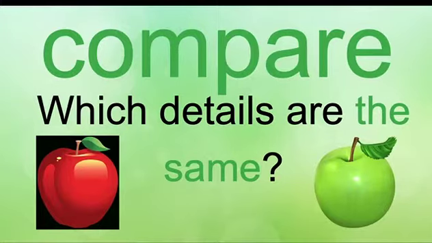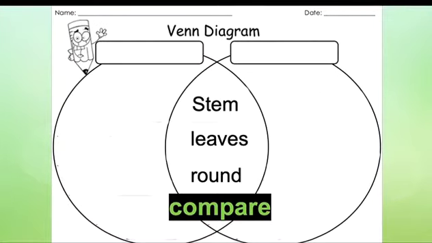To compare means we need to find the details that are the same. Remember our saying, comparing is the same. We can use a Venn diagram to help collect our thoughts when comparing and contrasting. The things that are the same go in the center of the Venn diagram. Those two apples both had a stem. They both had leaves, and they were both round, so I put those in the center of my Venn diagram because they are the same.